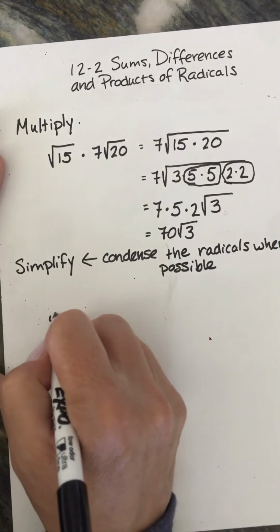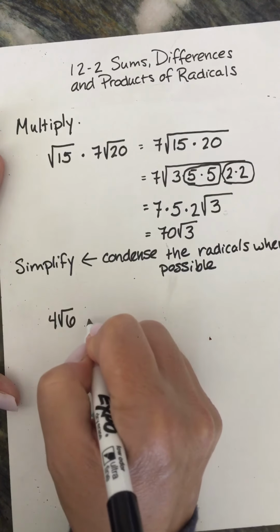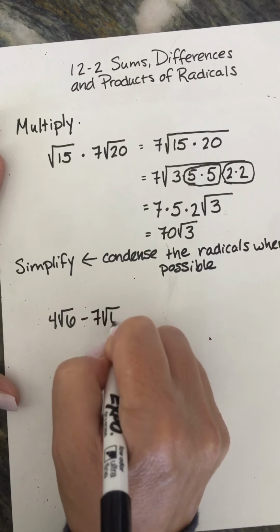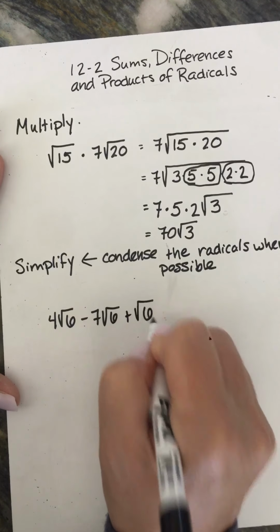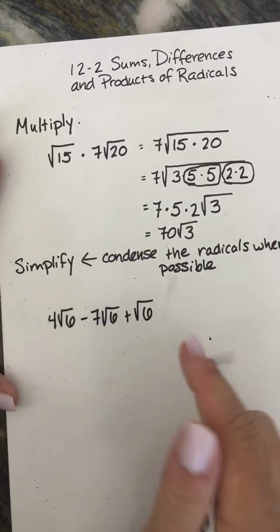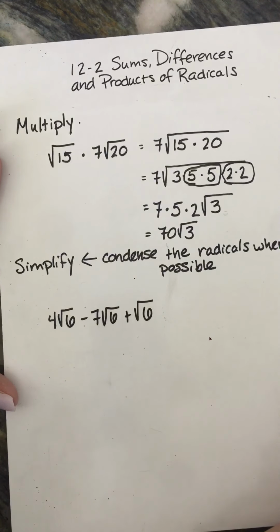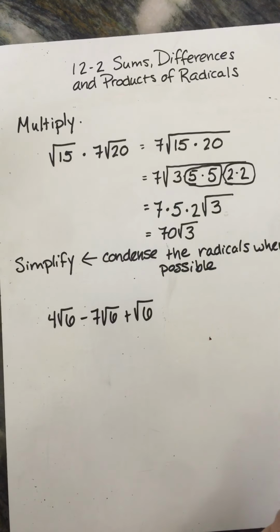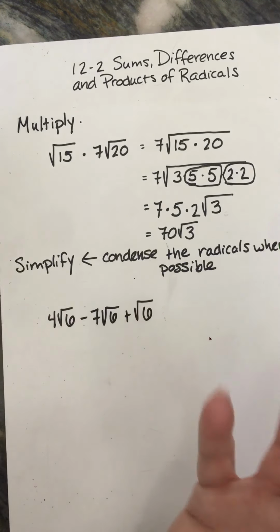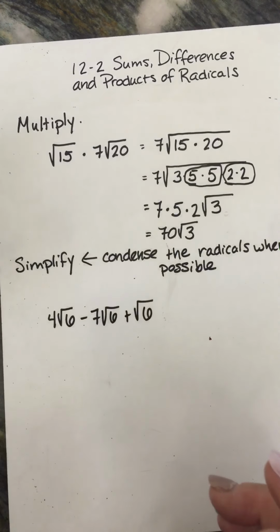So we have 4 square root of 6 minus 7 square root of 6 plus square root of 6. So look at your radicands, the square roots of 6. Are those simplified, first of all? Can you simplify square root of 6 any further? Well, we'd have a 2 times 3, so there's no doubles inside of 6. So we're going to leave that alone.